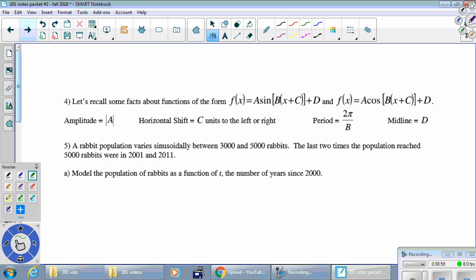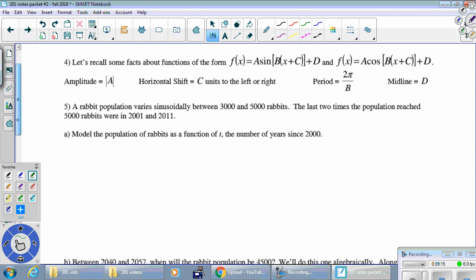Remember, period is how long it takes to get one complete cycle horizontally. And then the midline is just the y coordinate of the middle of your sine or cosine graph. Okay, so let's see if we can use one of those formulas to answer 5.